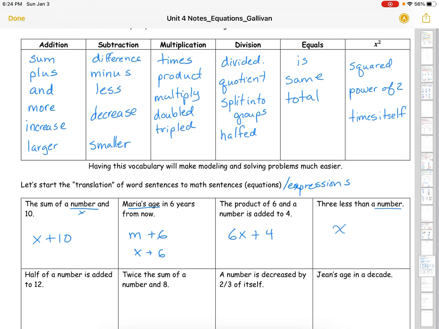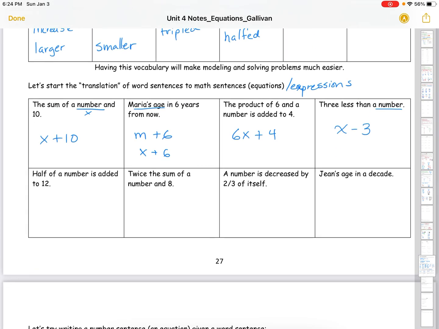3 less than a number. Well, if the number is x, and we want 3 less than x, we would subtract 3. Half of a number is added to 12. Well, to get half of a number, we would go x divided by 2, and we add that to 12. Twice the sum of a number and 8. So, if we have the sum of a number and 8, that would be x plus 8. If we want twice of it, it would be 2 times (x plus 8).